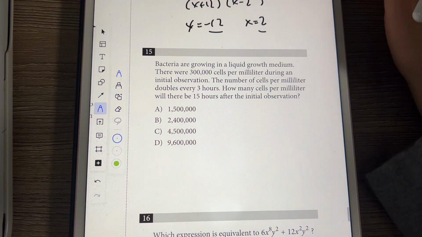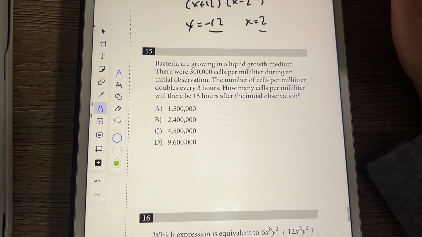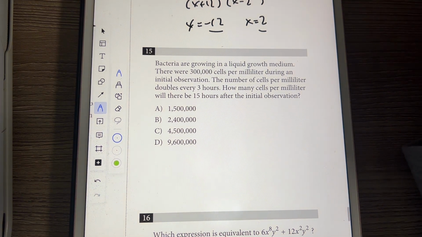Question number 15 is actually pretty tricky, so stick with me on this exponential question. Bacteria are growing in a liquid growth medium. There are 300,000 cells per milliliter during an initial observation. The number of cells per milliliter doubles every 3 hours. How many cells per milliliter will there be 15 hours after the initial observation? You might want to create an equation for this. You might want to try to graph it.